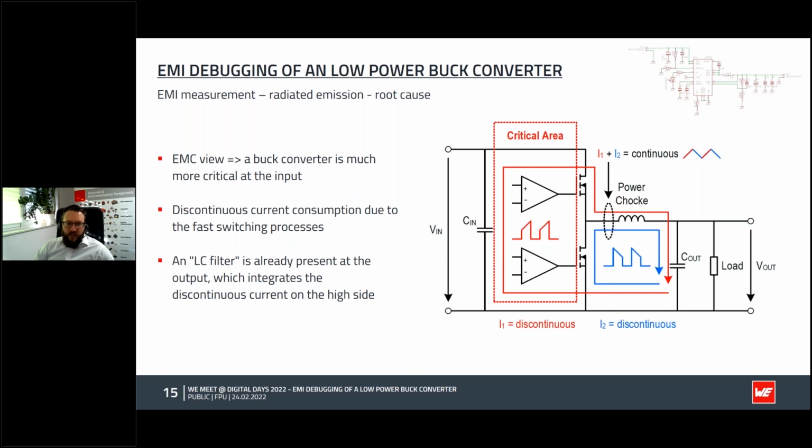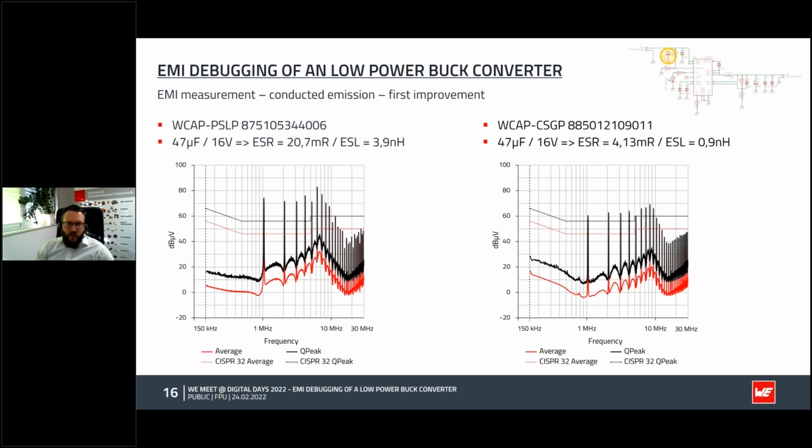So we have our first improvement here. You also see where we are in the circuit. We change the input capacitor, so the bulk capacitor here. As I mentioned on the slides before, there is some voltage drop over the input capacitor, so this was one thing we can try to improve.